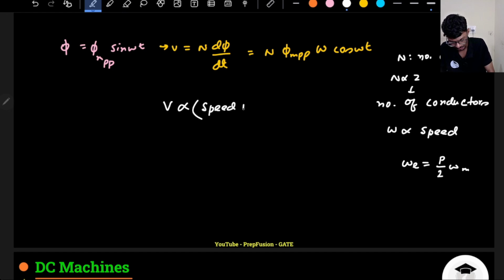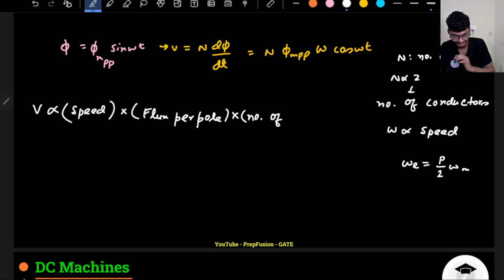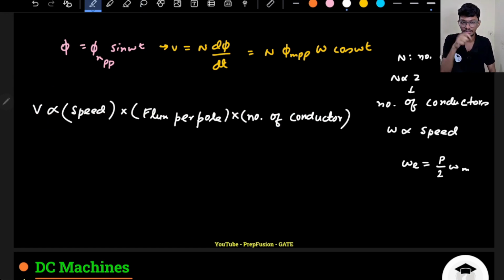Speed in RPM, you can also write speed into the flux per pole. It is proportional to the flux per pole, and it is proportional to the number of conductors. Don't worry, I will derive the exact expression later on, but for now I just want you to get an intuitive idea of how that formula comes up. So my induced voltage will be proportional to the speed, flux per pole, and number of conductors.